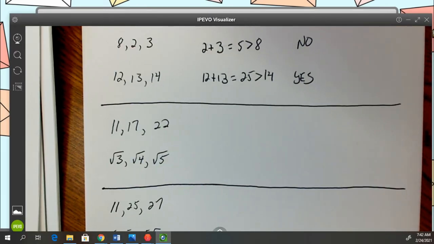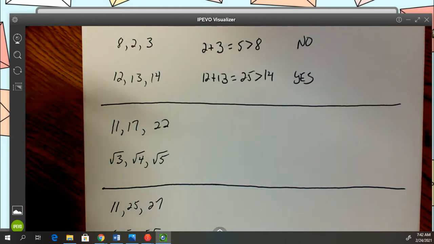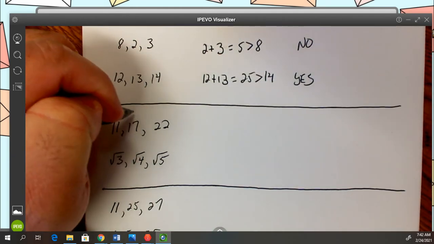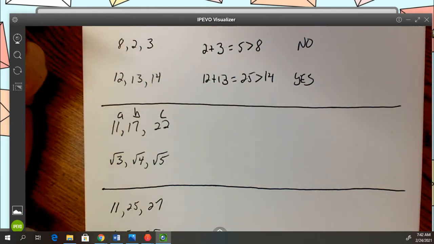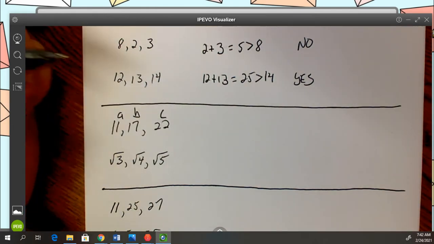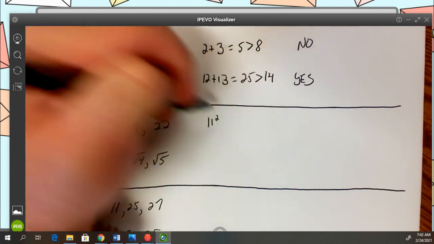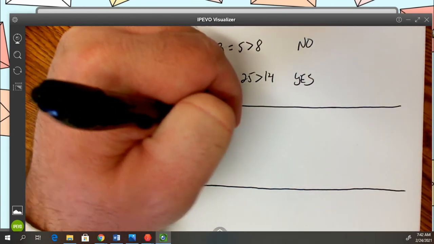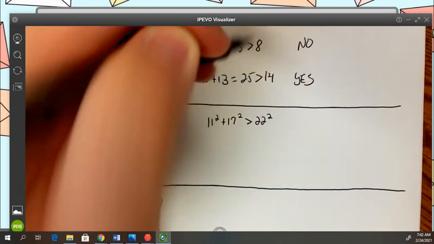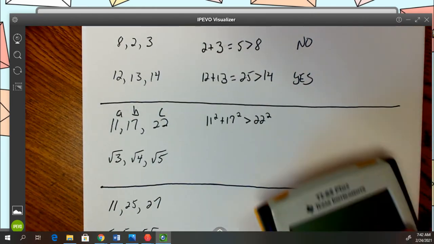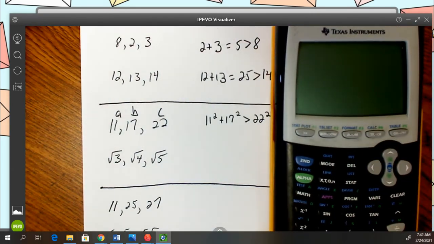Now, to determine A, B, and C, you for sure want to pick the two smallest numbers as your A and B, and then that's your C. So the question is, 11 squared plus 17 squared greater than 22 squared? Now, this is where the calculator is going to come in very handy today.